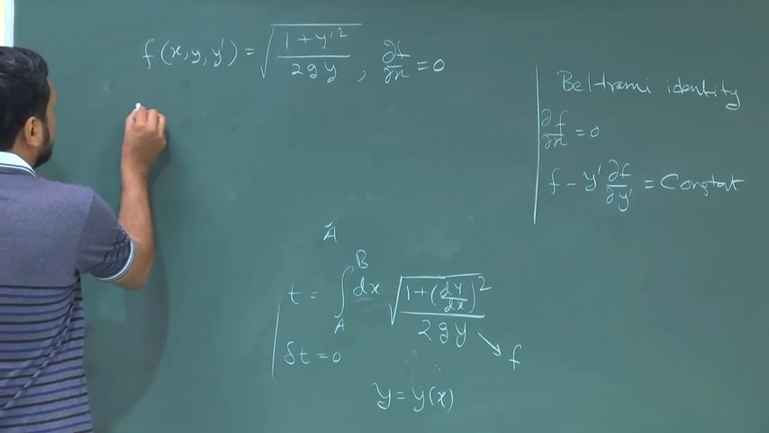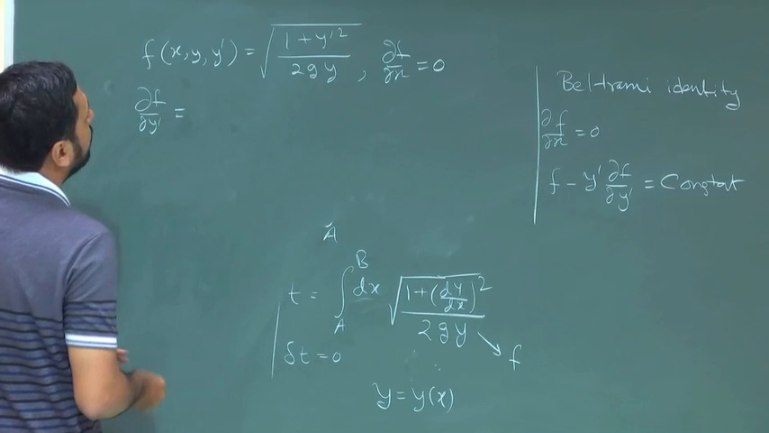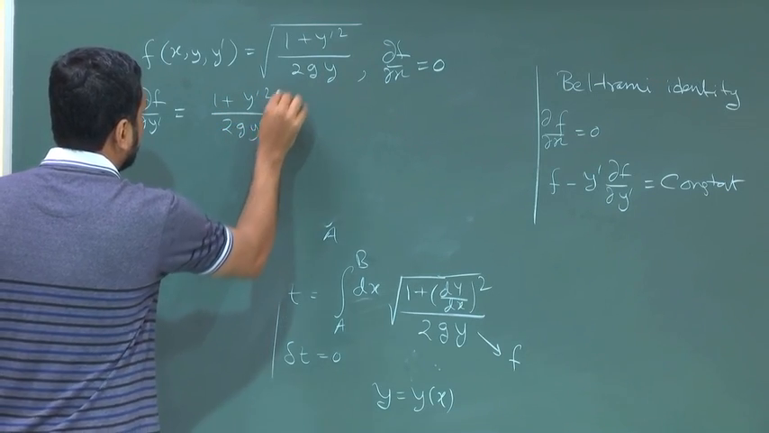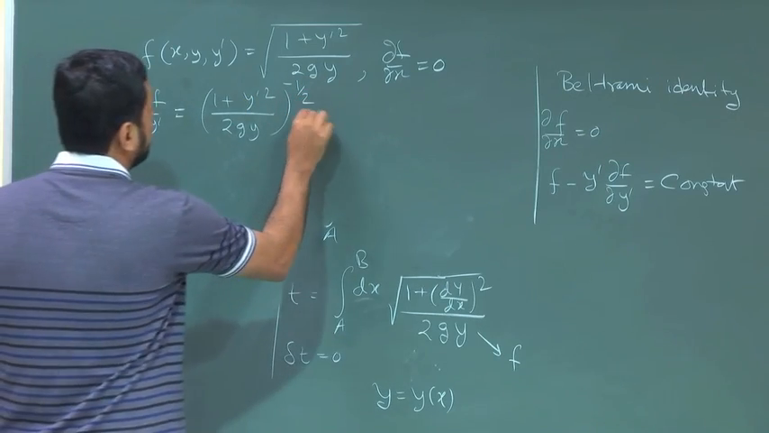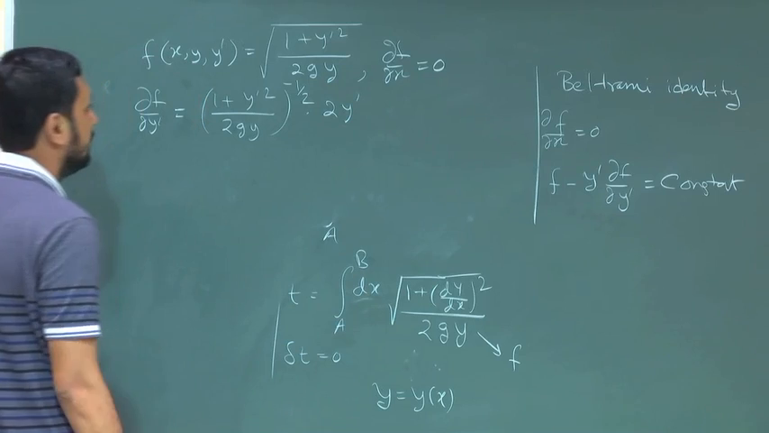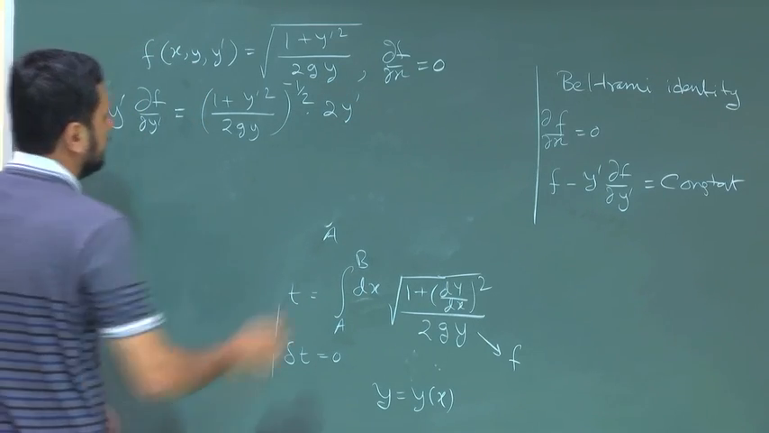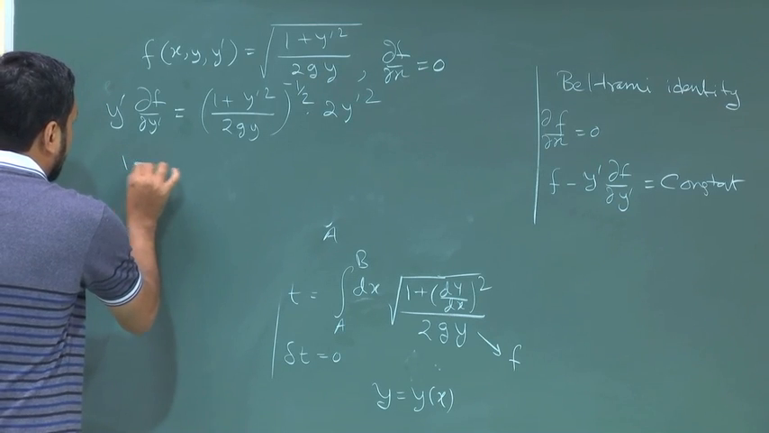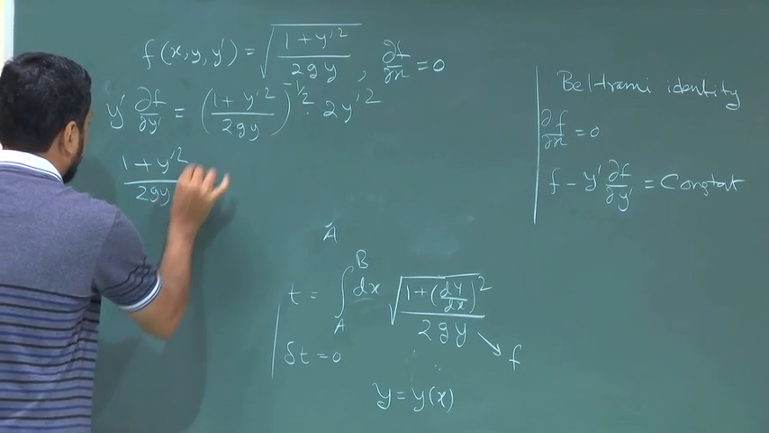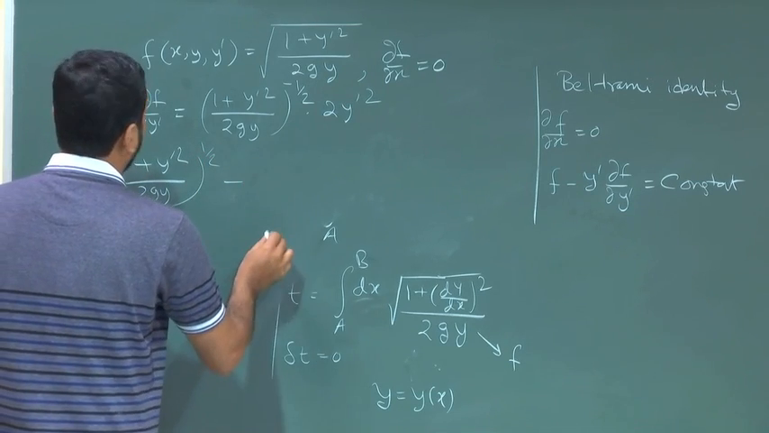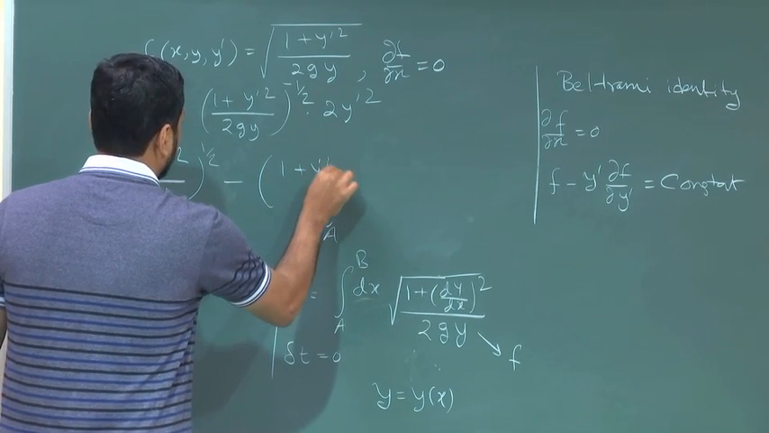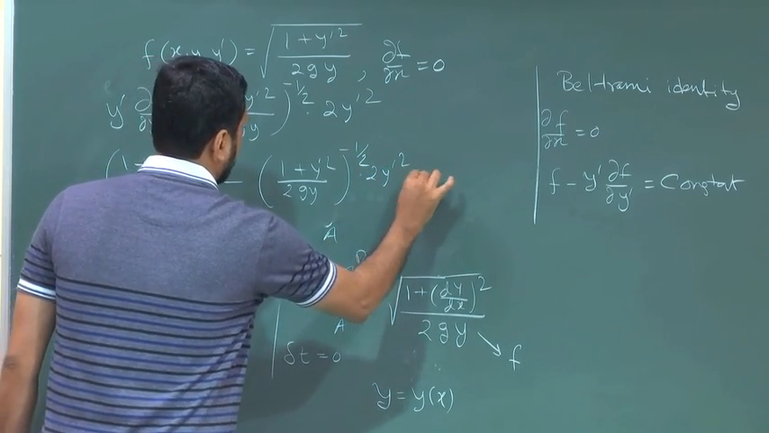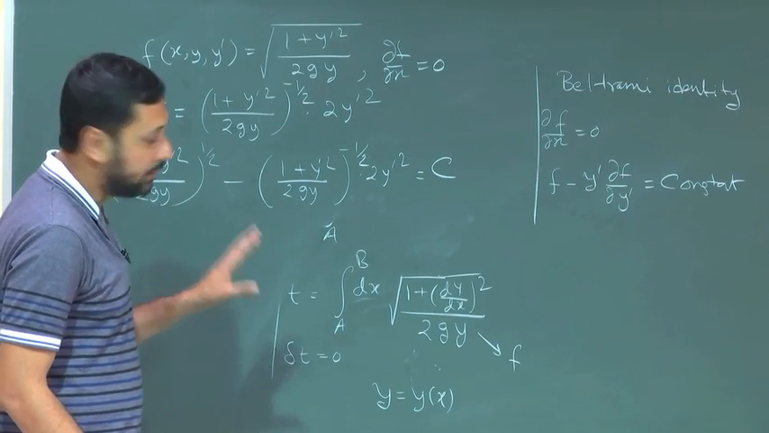So, what we can do is we can calculate del f by del y prime, which will be the expression (1 plus y prime square by 2gy) to the power minus half times 2y dashed, right. So, if I have to compute y dashed times this, it will be 2y dashed square, and f minus this will be (1 plus y dashed square by 2gy) to the power half minus (1 plus y dashed square by 2gy) to the power minus half multiplied by 2y dashed square equal to some constant c.